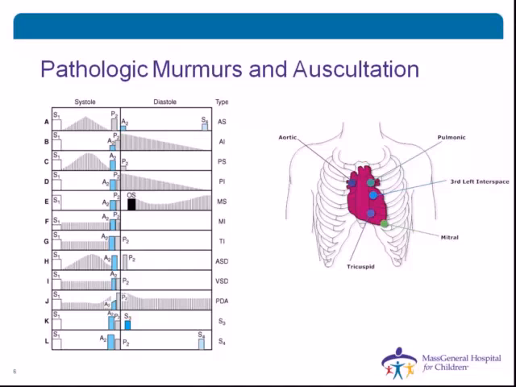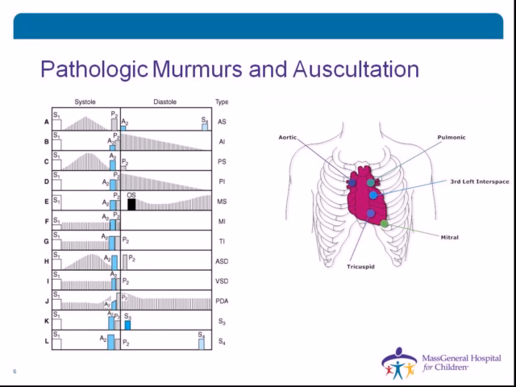A murmur of aortic stenosis is appreciated during systole, it being a crescendo-decrescendo murmur over the aortic position, whereas a murmur of aortic insufficiency is a complete decrescendo murmur occurring over diastole. This can also be appreciated both over the aortic area and over the apex of the heart or near the mitral area.